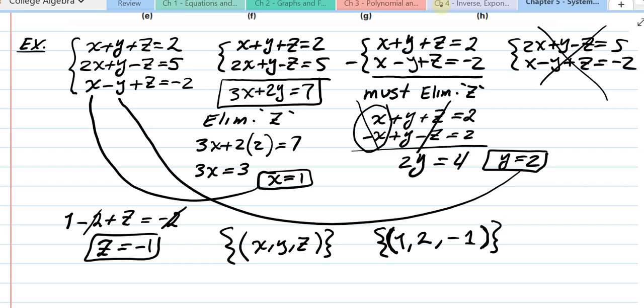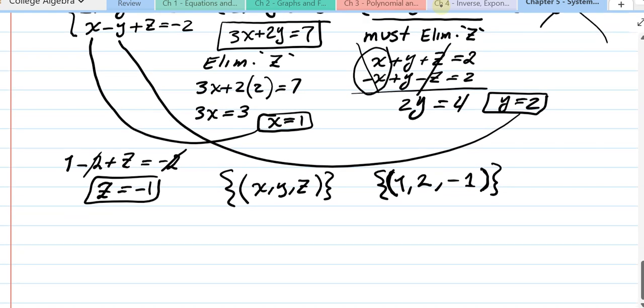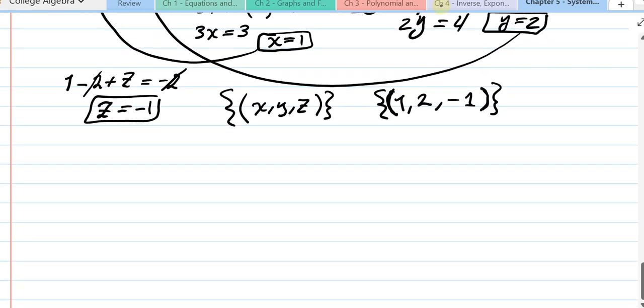So if you have P, Q, R, then you keep it in that order. If you have A, B, C, keep it in that order. X, Y, Z, that order. And there you have it. The solution to the 3x3 system.